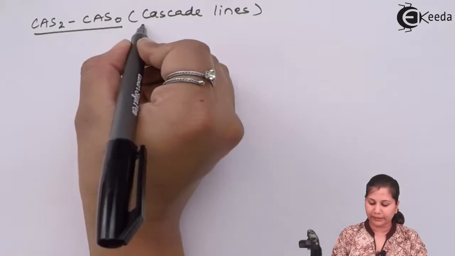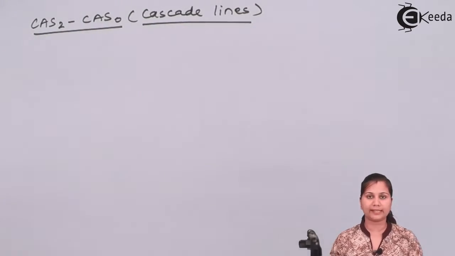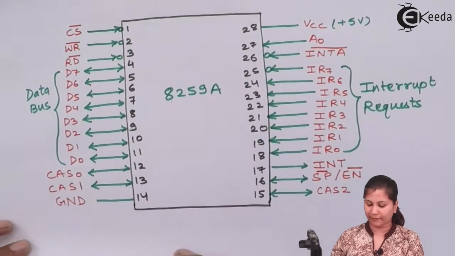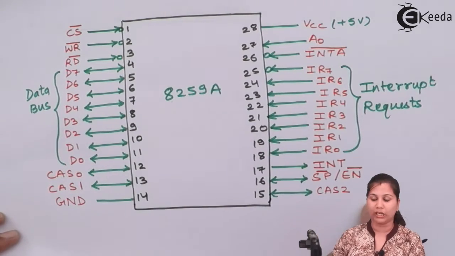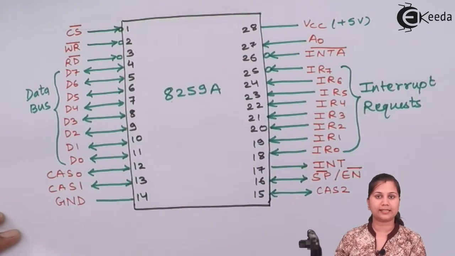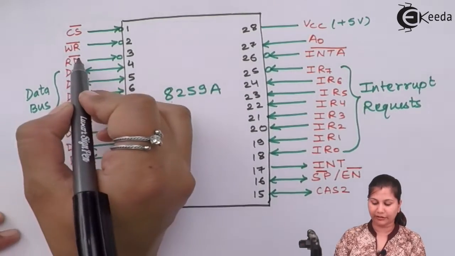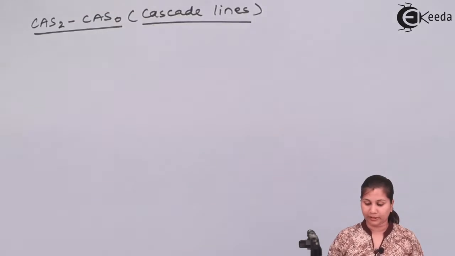Next, in the pin diagram, we have the CAS 0 to CAS 2. You can see here in the pin diagram, we have CAS 0, CAS 1 and CAS 2. These are the cascade lines. Three cascade lines are there. Data bus we have already studied, and read, write and chip select signals we have already studied. Now come to the cascade lines.